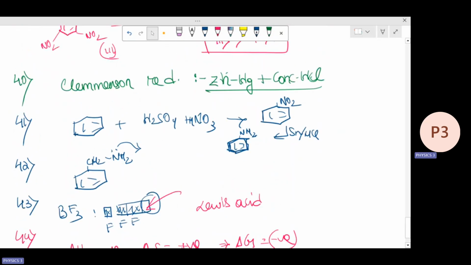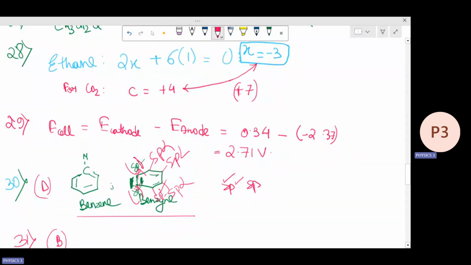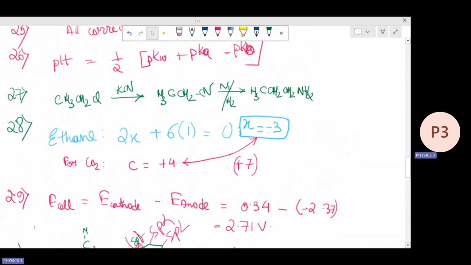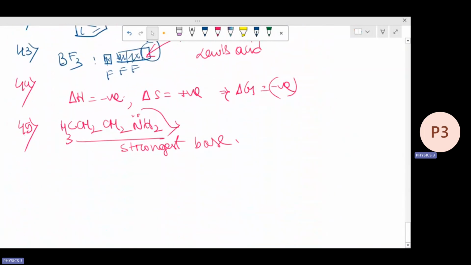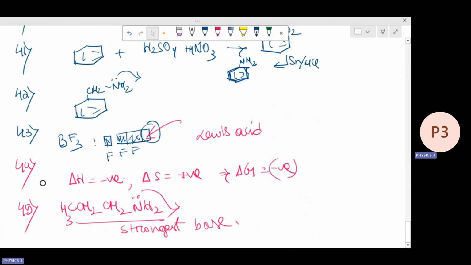So overall, this was the paper. I hope all the questions were quite easy. In the benzene one, you might face a little difficulty. Other than that, there is no such difficulty in any of the questions. So all the best for your NEET. This will be only the level of the NEET paper. The NEET paper will be very much based on NCERT. All the best. Take care and give the best exam. Thank you, everyone.